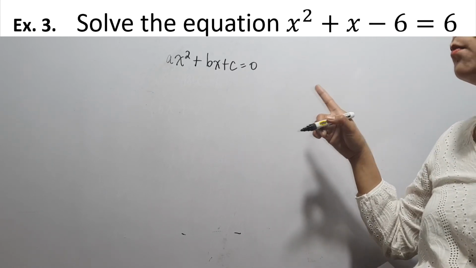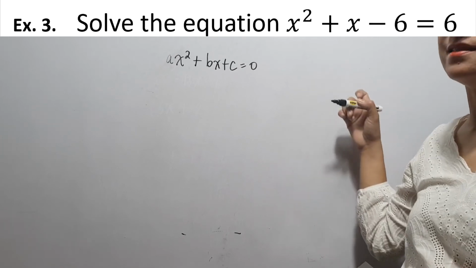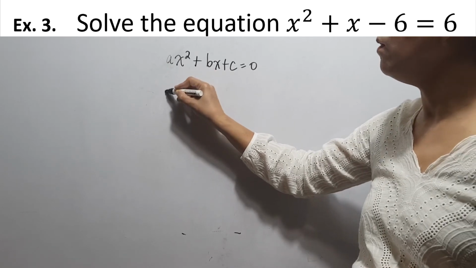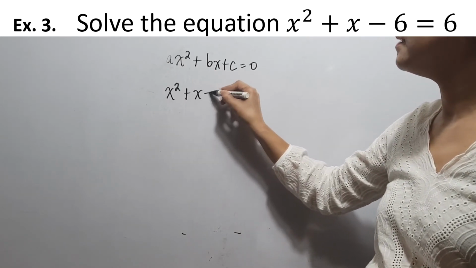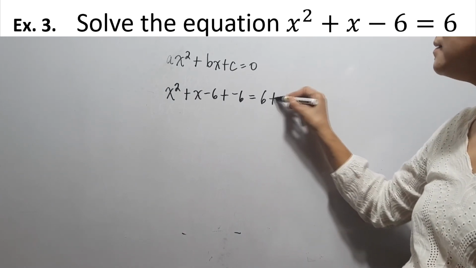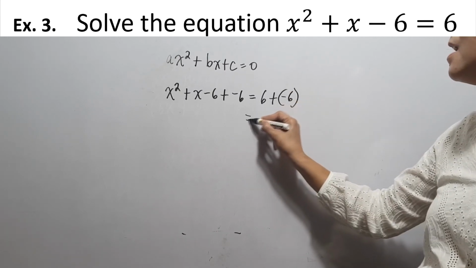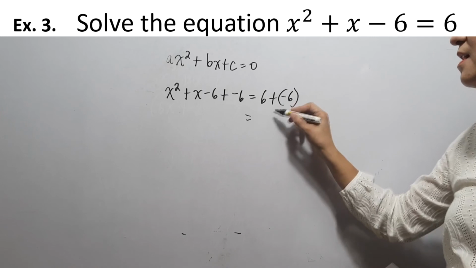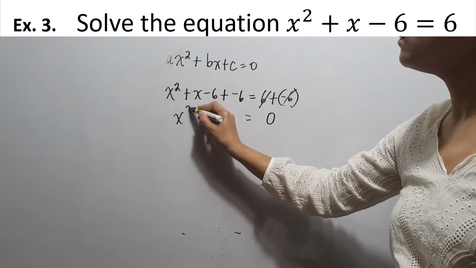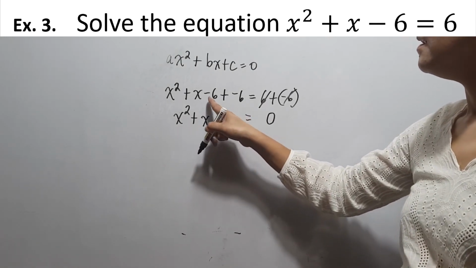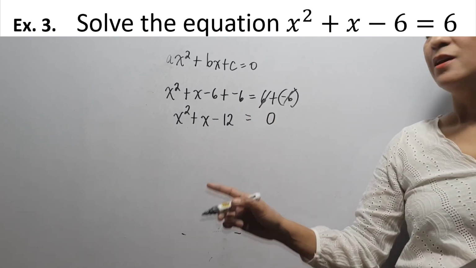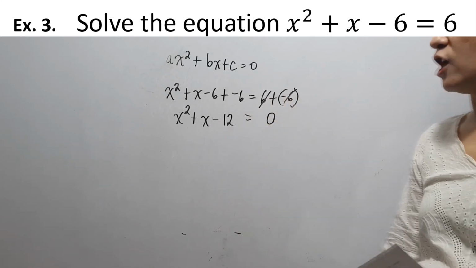Since that is 6, we have to add negative 6 to the right side. So, same with the left side, mag-a-add ka rin ng negative 6. So, x squared plus x minus 6 plus negative 6 is equal to 6 plus negative 6. Kasi 6 plus negative 6 is 0. Cancel yan eh. So, we have x squared plus x, negative 6 plus negative 6 is negative 12. So, ayan, naging standard form na siya, no?